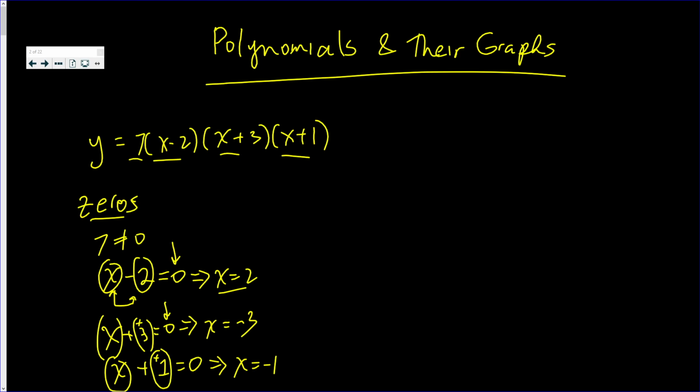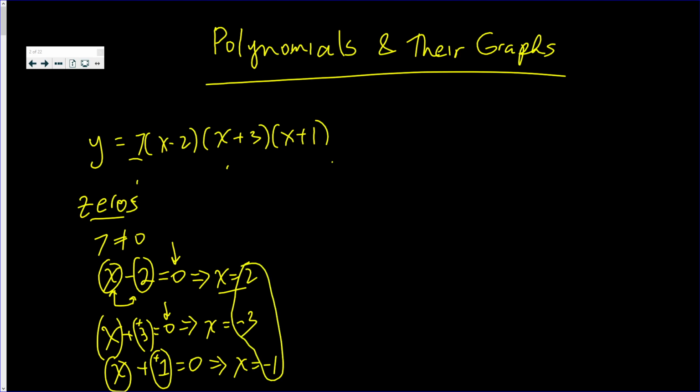Okay. So, when x is 2, you'll have 7 times 0 times, it doesn't matter, you're going to get 0. When x is negative 3, that'll be 7, that'll be negative 5, that one will be 0, and that will be negative 2. You're going to get 0. Y is going to be 0 when any one of those factors is 0. And so these are the zeros.